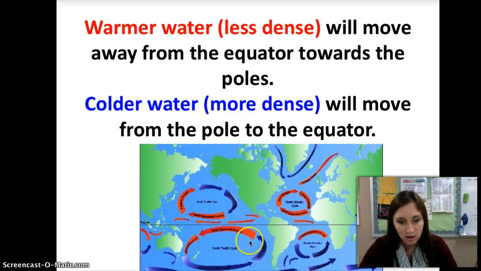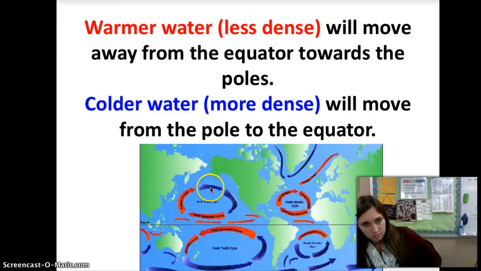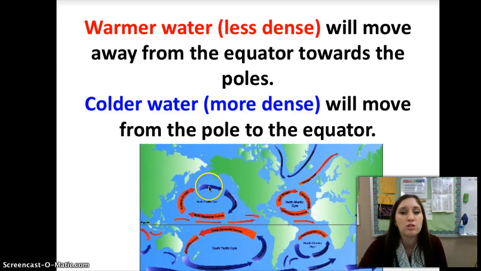If you look down here, same thing. Warmer water is going to go towards the South Pole. Colder water, the more dense water, so let's look at this one, colder water, it's going to move from the pole to the equator. So if you look here, it's starting at the pole, right? And it's going to move towards the equator. Same here. It's going to move from the pole towards the equator.